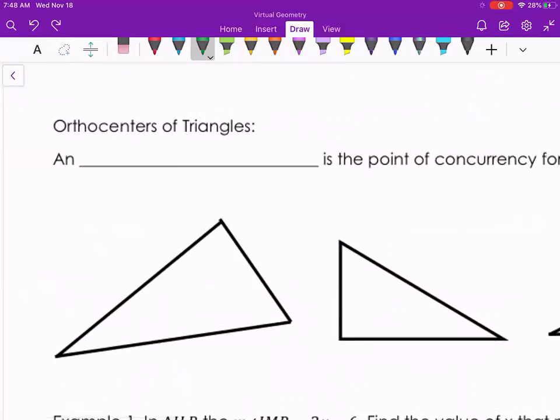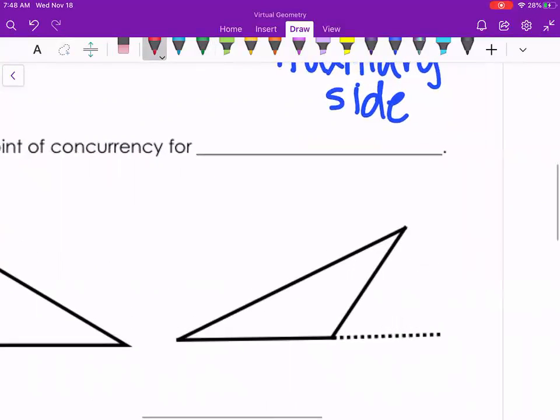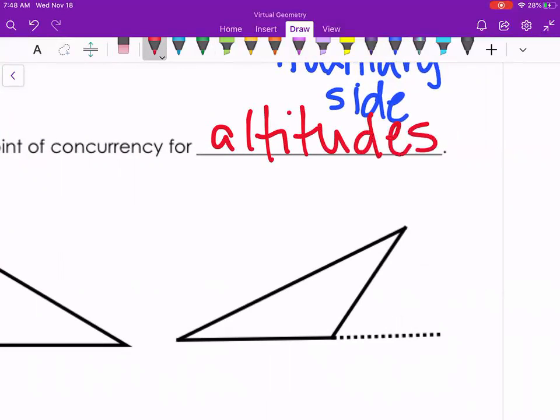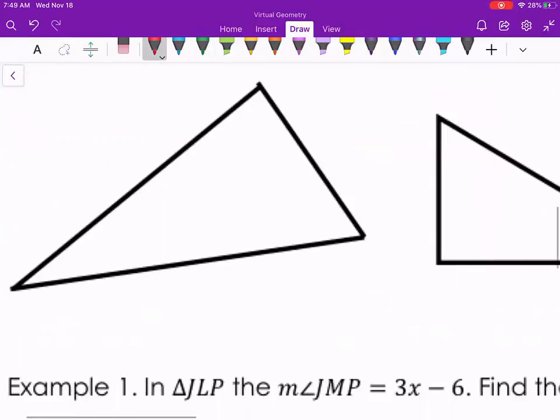Now, just like our other figures, we had 3 of each kind of special segment. We do here as well for altitudes, and we call this the orthocenter, which is the point of concurrency for the altitudes. So the orthocenter is with the altitudes. And like before, it's where all 3 altitudes connect.